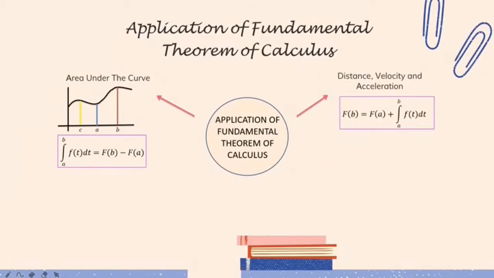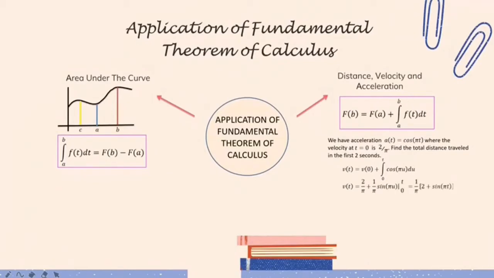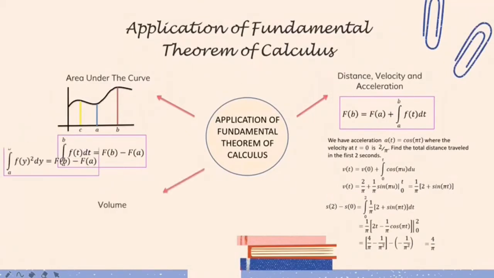For example, we have acceleration a(t) equal to cos pi t, where the velocity at t equal to 0 is pi. To find the total distance traveled in the first 2 seconds, first we just use the formula here, and then the limit is from 0 to t. We integrate this function and we get the function for the velocity. Now we have to find the total distance. So we just integrate the formula again. Then we get 4 over 5. We can also find the volume and use the formula.